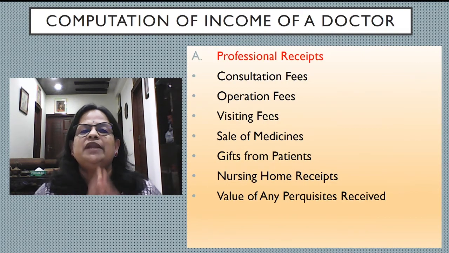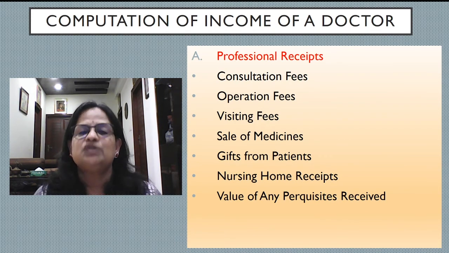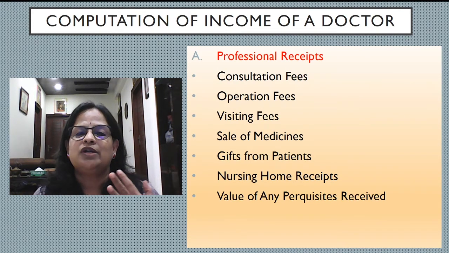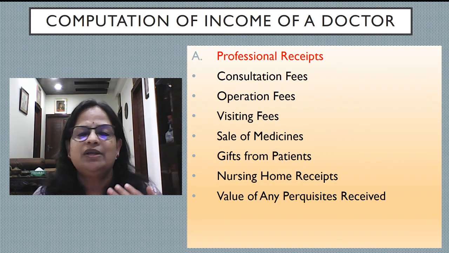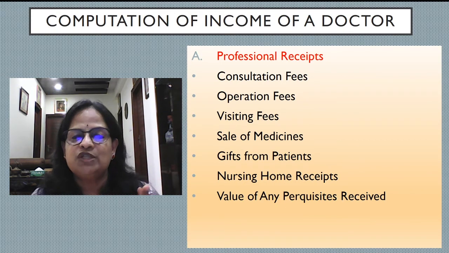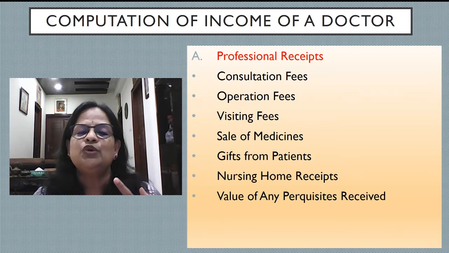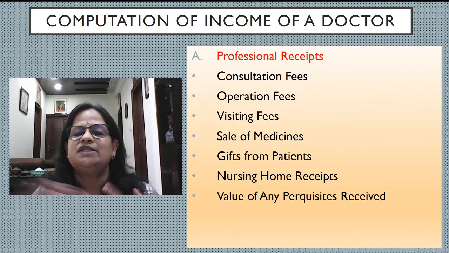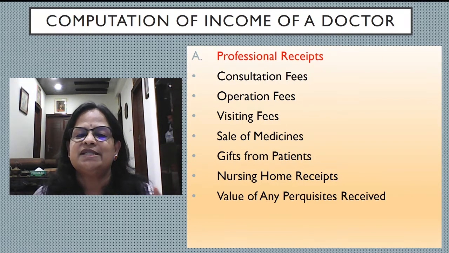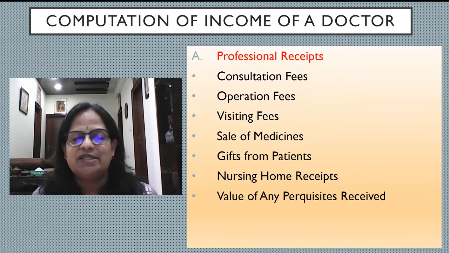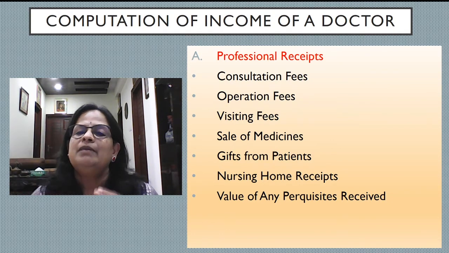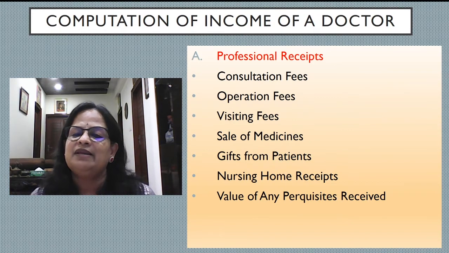Now I am going to explain the computation of income of a doctor. What are all the professional receipts for a doctor? A doctor can go for consultation, he can get consultation fees. Operation fees will be there. Visiting fees, because you know that most doctors work as part-time doctors. They go to different hospitals, so they get visiting fees. Sale of medicines. Some doctors sell medicines also, so they will get that. Gifts from patients, that also they will get. Nursing home receipts, if they are running a nursing home, their inpatients and outpatients will be there, they will get the receipts.